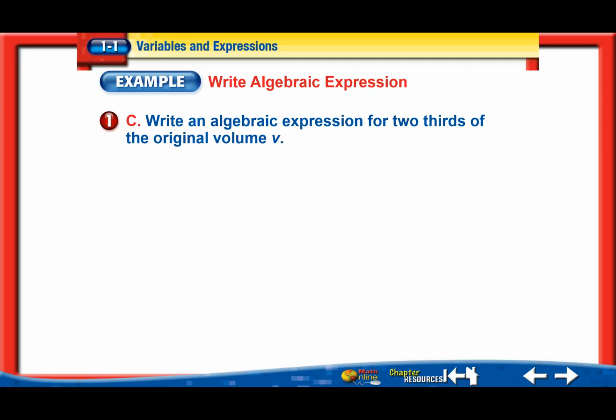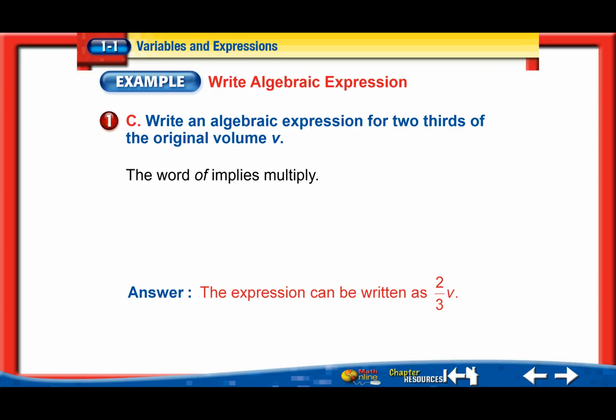Write an algebraic expression for 2/3 the original volume V. So 2/3 of the original volume, in this case, "of" implies multiply. So you're going to take 2/3 times V.